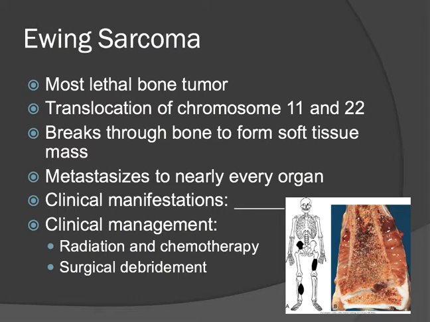Ewing sarcoma, this is our most lethal bone tumor. Clinical manifestations of this include pain, obviously. Any kind of bone cancer is going to have pain. And this particular cancer breaks out of the bone and forms masses in the soft tissue. So this pain gets more and more severe. It also has general or systemic symptoms such as fever, malaise, and anorexia because it has soft tissue involvement, and because it metastasizes to almost every organ in the body.